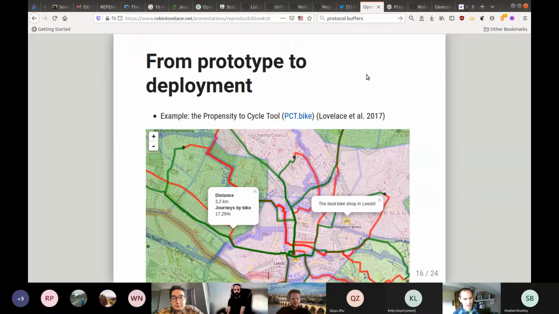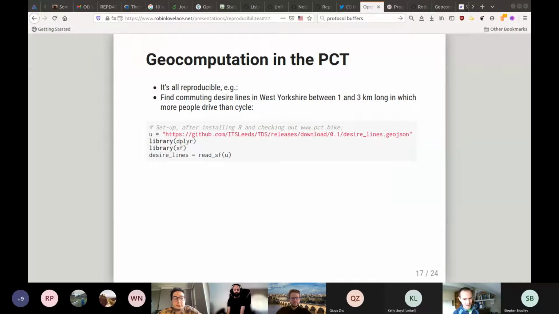So yeah, that's the propensity to cycle tool, and the point that this image is designed to get across is that you need to start with a prototype, and probably it's best to start with a pen and paper and forget about the technology and just think about the tool that you want to create. And that's a process of design that transcends the technology that you use to implement that design. So it's basically going back to the design side.